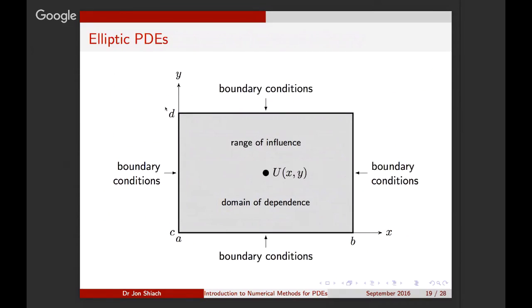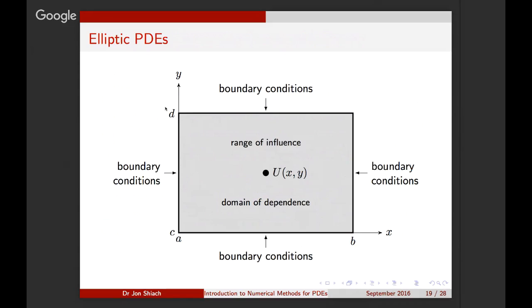Okay, elliptic PDEs are easy. For elliptic PDEs, the range of influence and the domain of dependence are the same. You basically take the domain, which here is a 2D domain. We've got the X direction and the Y direction, and let's say this is our domain, this rectangular region here. All points have an effect on all other points.